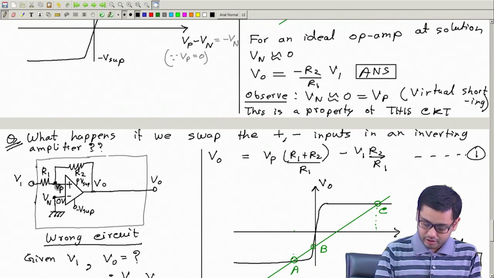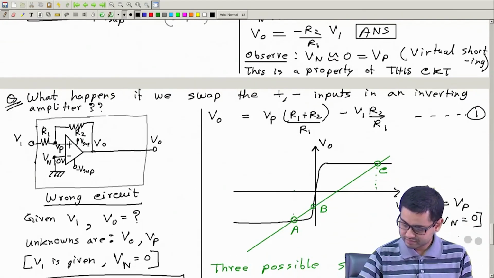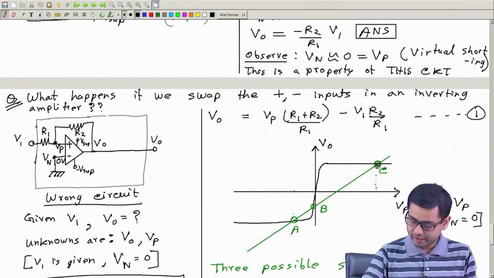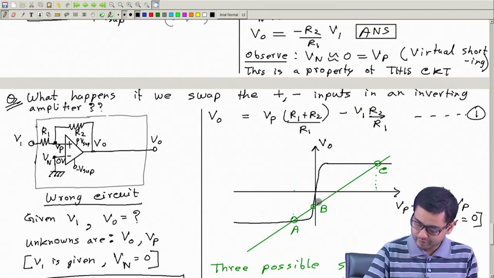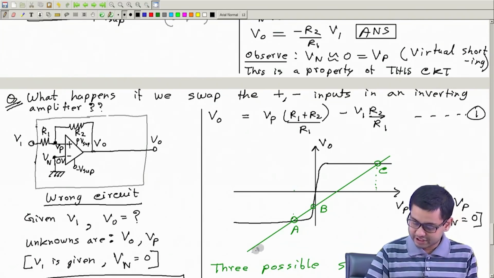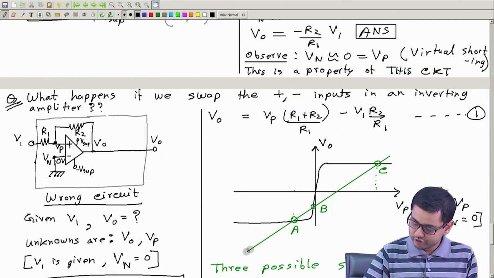So Vp must lie on this line. So the VO versus Vp point must lie on this line, because R1, R2 and V1, none of them are changing. This line is defined by R1, R2, V1, all these values are not changing, therefore this line will remain the same.